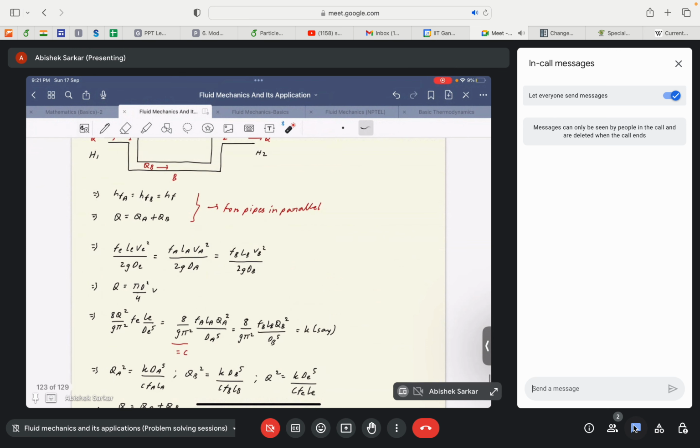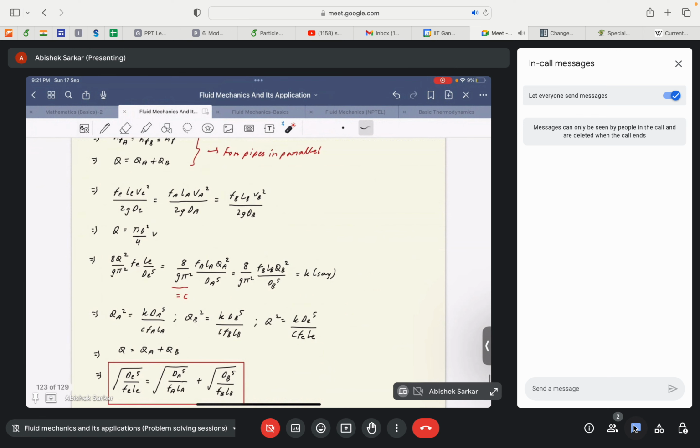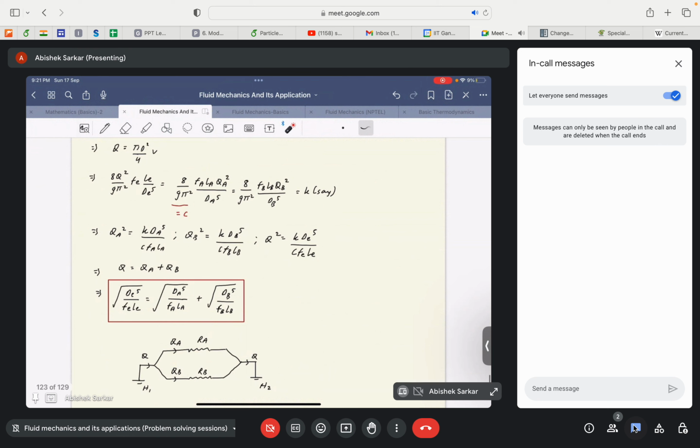Okay, and again if we want to eliminate velocity from all these expressions, we can represent velocity in terms of the volume flow rate, the ratio of volume flow rate to the area of the pipe. If we simplify the expression, we get that QA square can be written equal to K dA to the power 5 by C FALA. QB square is equal to K dB to the power 5 by C FBLB. Then Q square will be equal to K dE to the power 5 by C FELE.